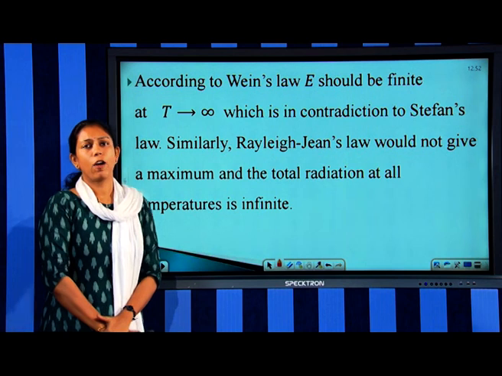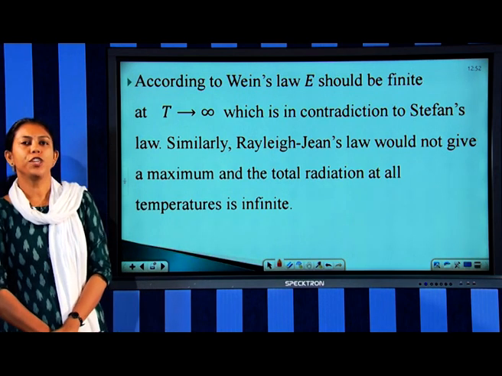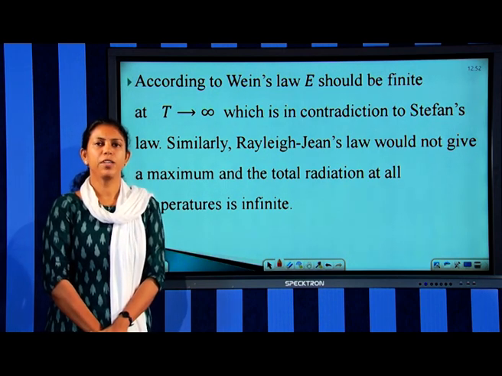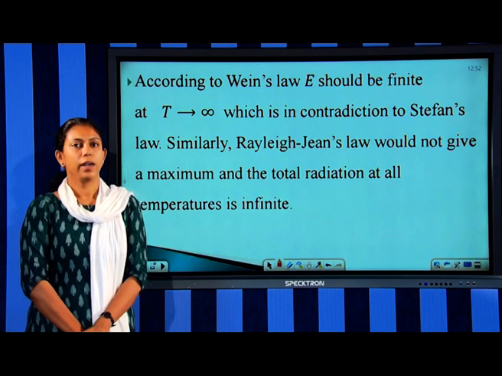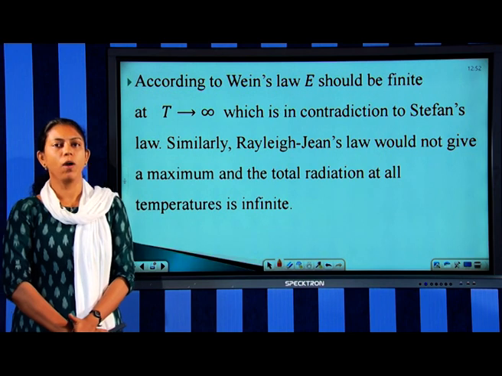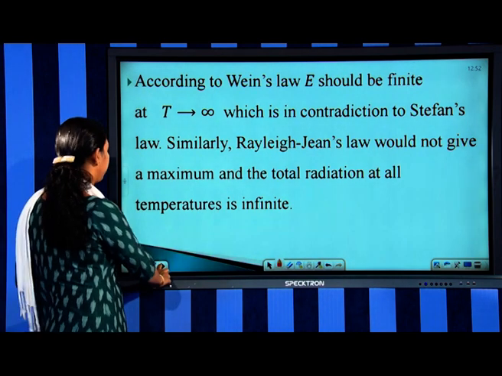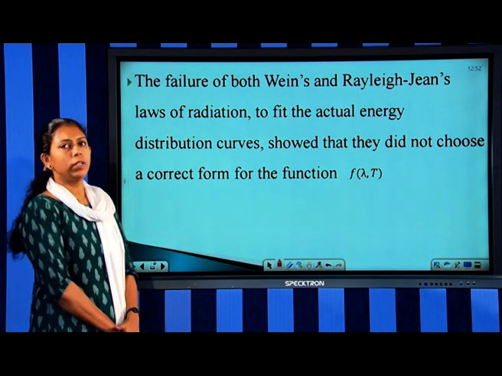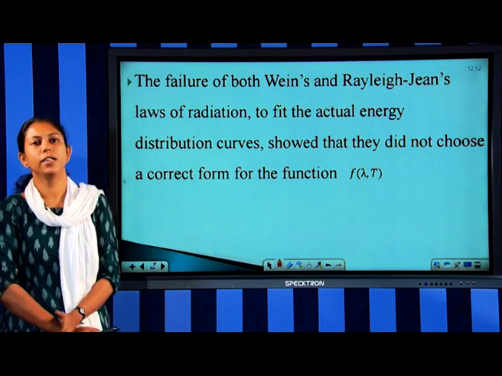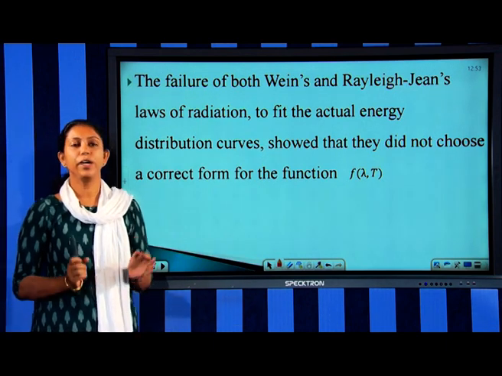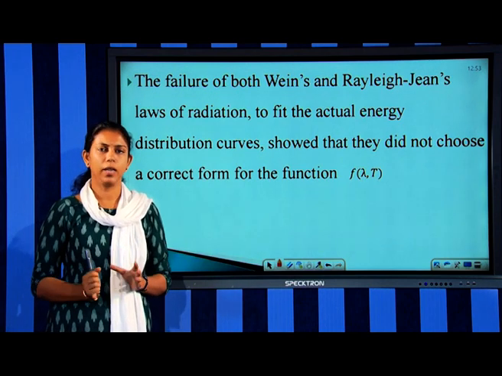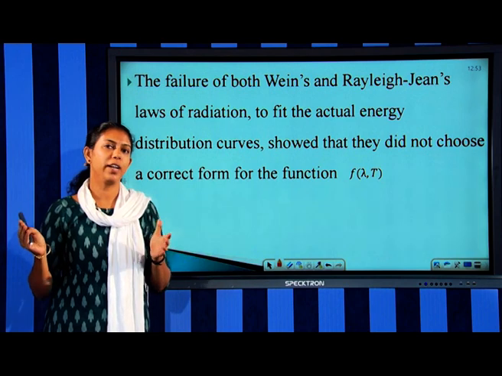Next, according to Wein's law, energy should be finite as temperature tends to infinity, which is in contradiction to Stefan's law. Similarly, Rayleigh Jeans law would not give a maximum, and the total radiation at all temperatures is infinite. The failure of both Wein's and Rayleigh Jeans laws of radiation to fit the actual energy distribution curves showed that they did not choose a correct form for the function f of lambda T. So, a general law of radiation is required.